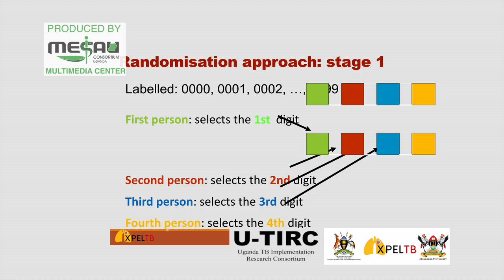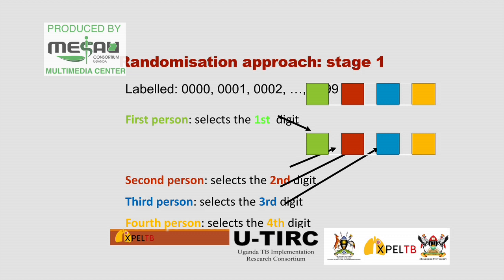The third person comes up, again selects a ball at random, we'll shake the bag each time, and the number on that ball represents the third digit. And finally, the fourth person will come up, select a football at random, show us what the number is, and that ball represents the fourth digit. And so then we'll have a four-digit number. We'll write it down on the board here, and that's the randomization row that we've chosen.